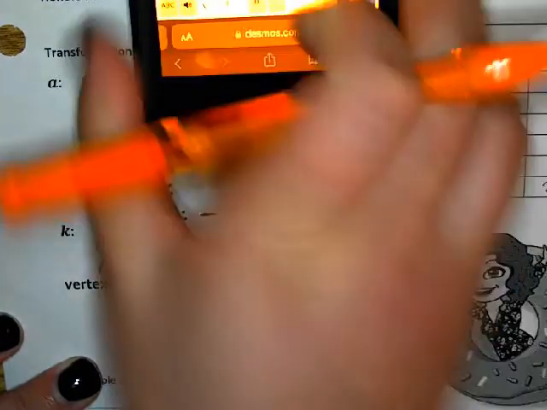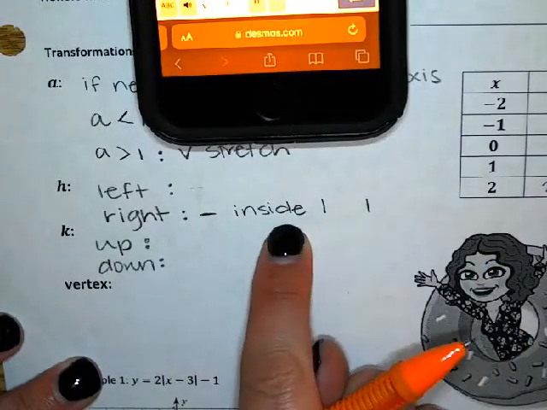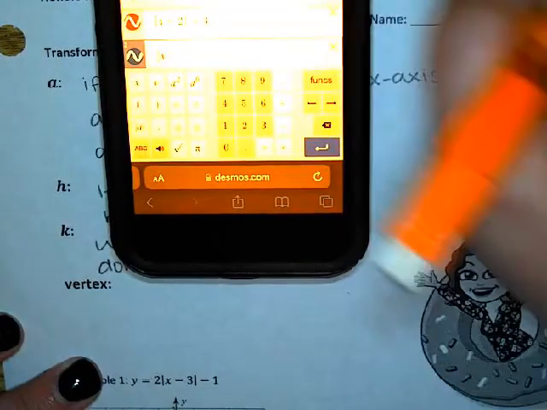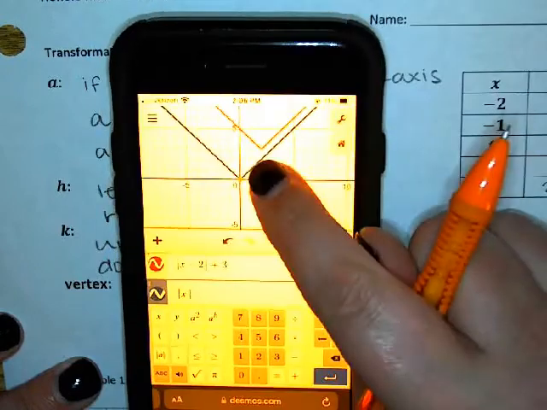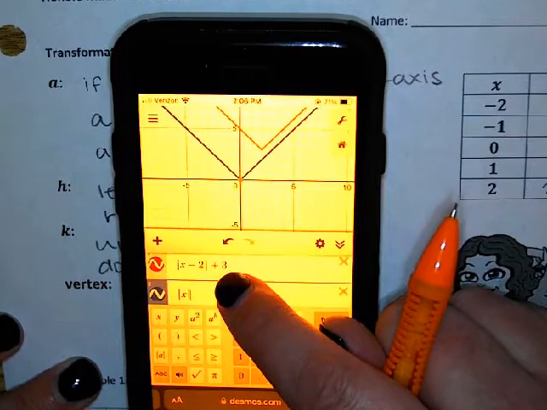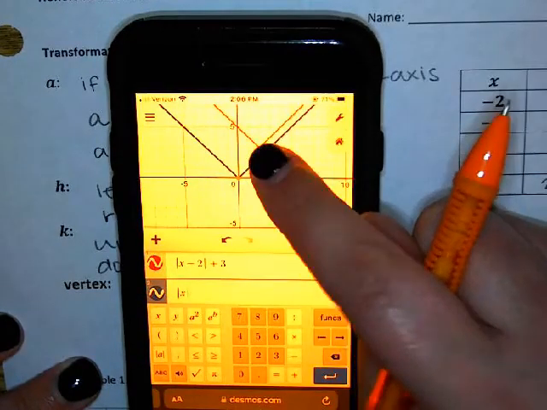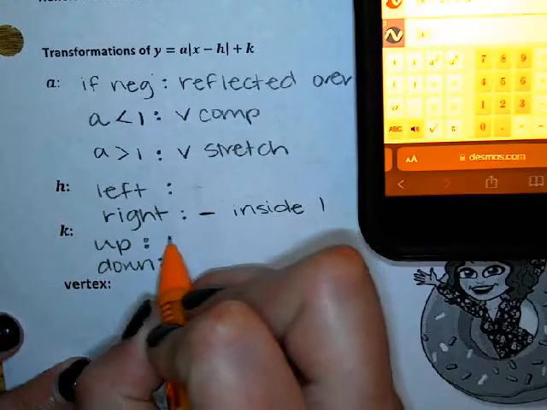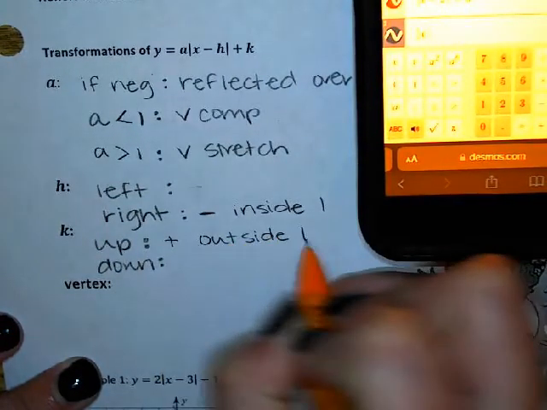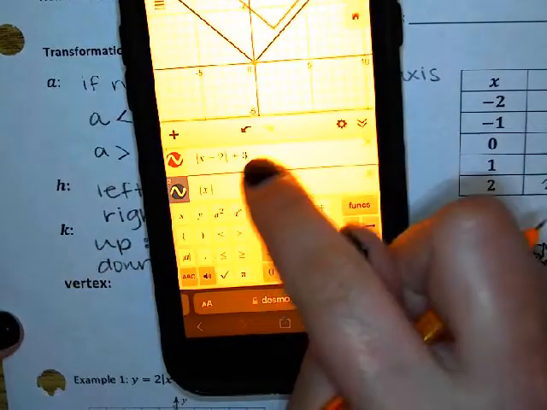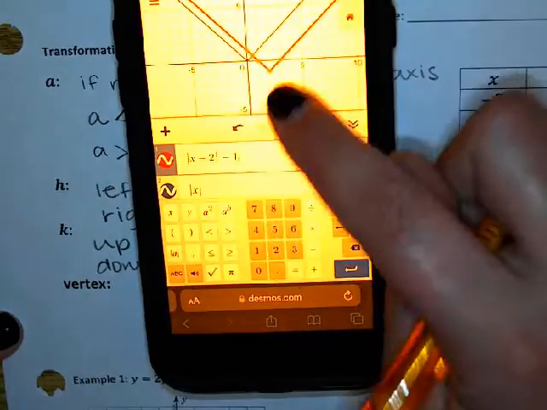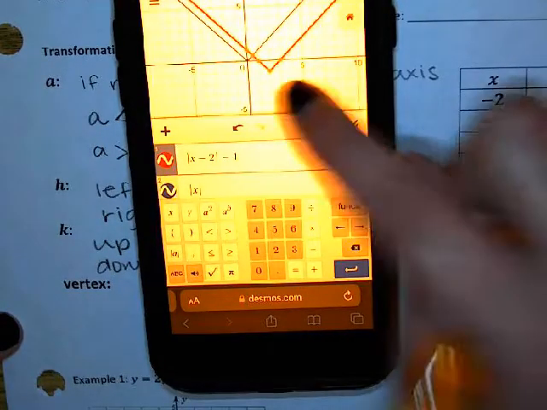Okay, so if there's a negative inside the absolute value sign, that's going to shift it to the right. And then the graph was shifted up 3, and that was because there was a plus 3 outside. We had a plus 3 outside, and so it shifted it up 3. So plus outside the absolute value. Now I could take that plus 3, make it a minus 1, and then that graph is still shifted to the right 2, but now it's been shifted down 1.